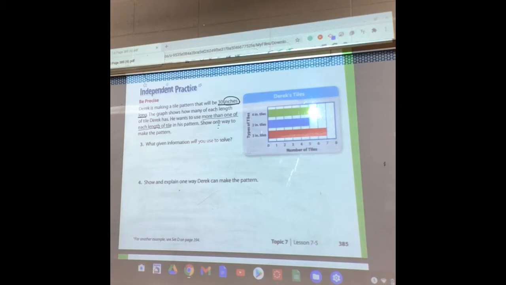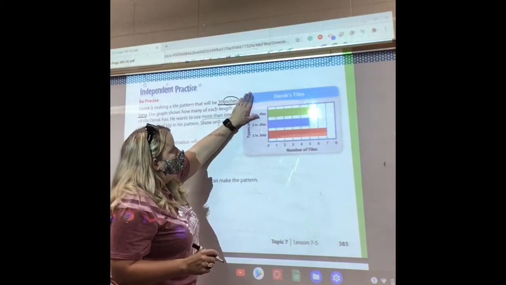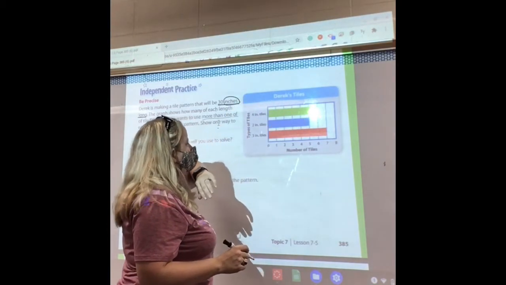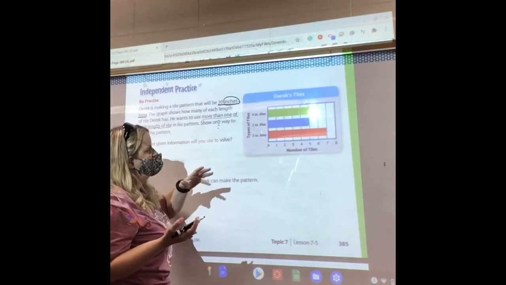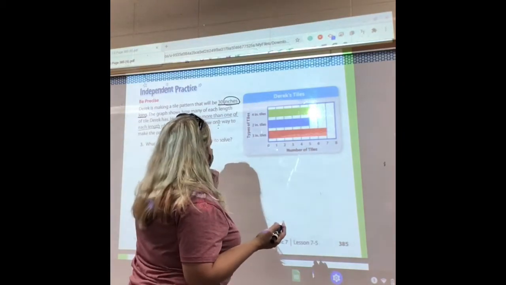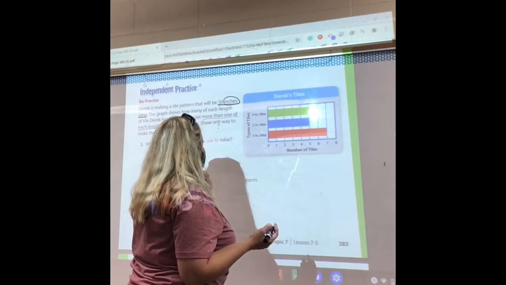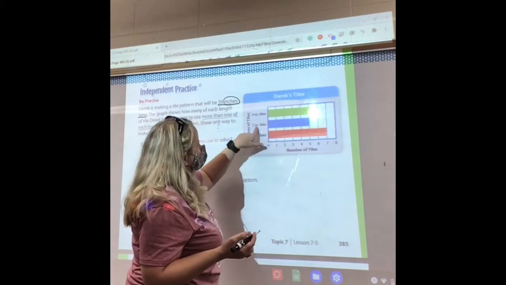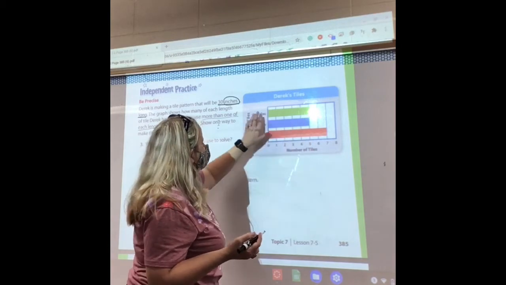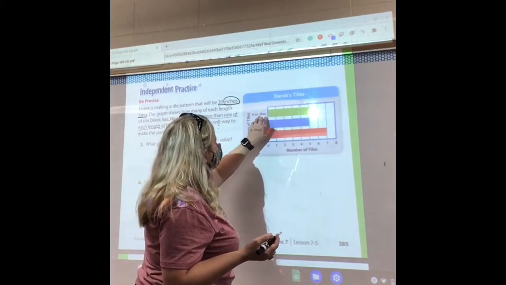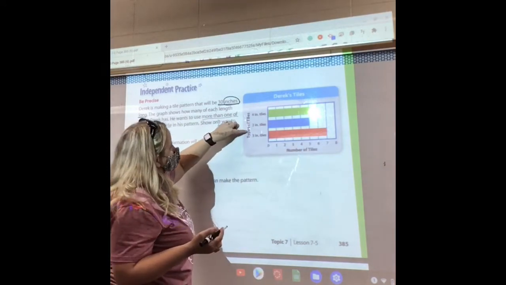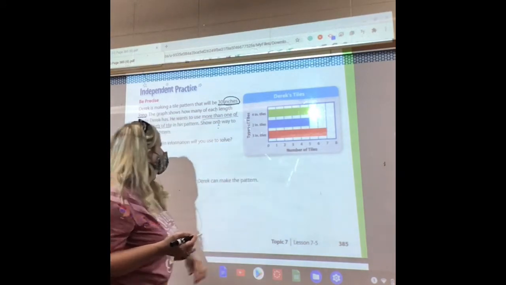Okay, so before we answer the questions, let's go over here and look at our bar graph. So first it says Derek's tiles, so it must be talking about what type of tiles he has for this pattern. It says the number of tiles that he has and the types of tiles. So it looks like he has 7 of the 3-inch tiles and 2 of the 5-inch tiles, and for the 4-inch, he has 6 of them. It's type of tiles, number of tiles, okay?